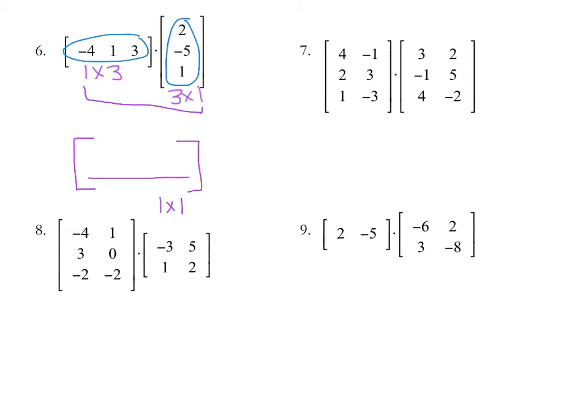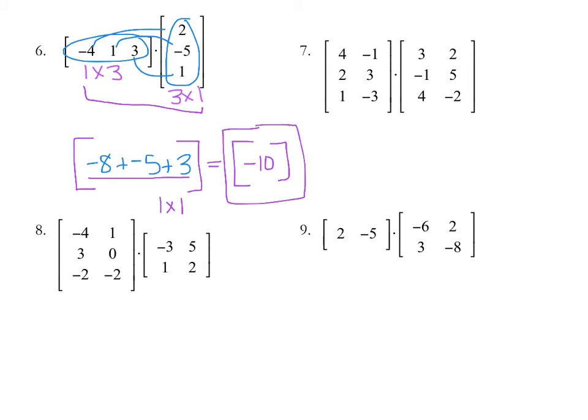First number with first number, so -4 with 2 gives me -8. Then the 1 is going to go with the -5, that gives me -5. And the 3 is going to go with the 1, that'll give me 3. And then we just have to simplify that down to get one answer. That's all I want for this one since it's a 1 by 1. So that's just going to be -10 in the brackets to make it look like a matrix still, but you just get that one answer.